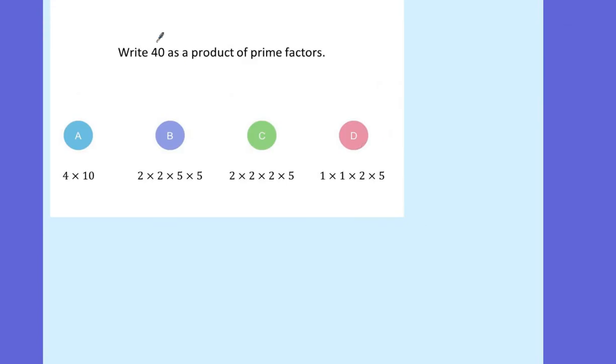Okay, ABCD cards. Write 40 as a product of prime factors. Okay, let's go through it. 4 times 10. 10 and 4 are not prime numbers, so that's not prime factors. 2 times 2 gives me 4, times 5 would give me 20, times 5 would give me 100, so it can't be that one. 2 times 2 gives me 4, times 2 gives me 8, 8 times 5 would give me 40, so we can have that one, C. And 1 is not a prime number, so it can't be D.